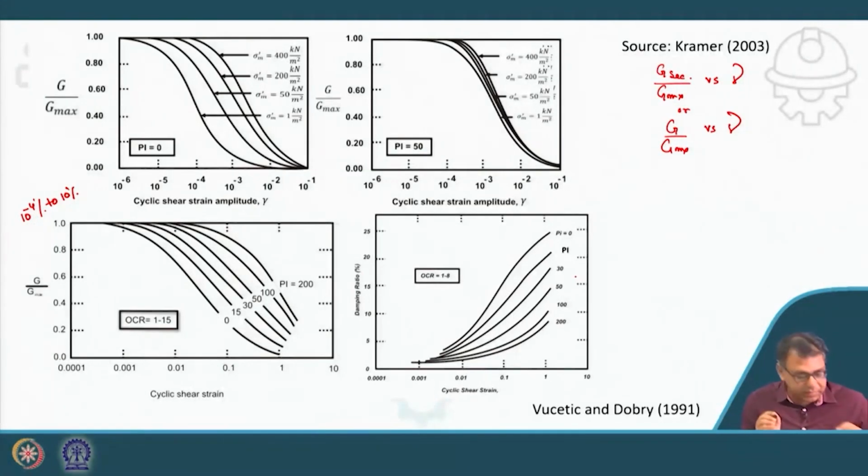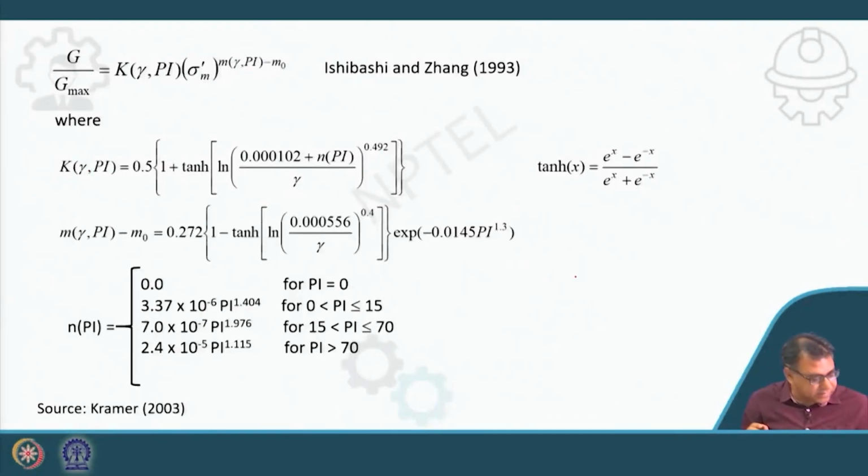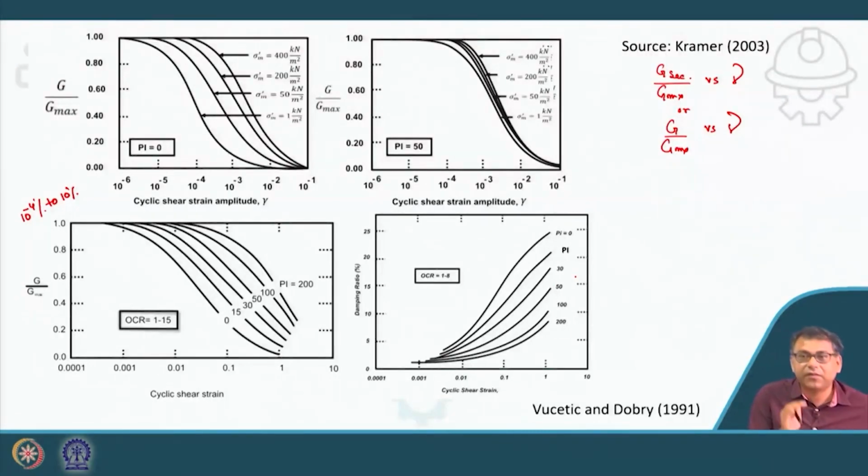Also you will get. Now if you look at these curves, what parameters are they a function of? The major parameters are, these are a function of sigma m bar or sigma m dash. So sigma m dash is also a function of your sigma v dash. Okay, so this is basically a function of the effective overburden pressure.